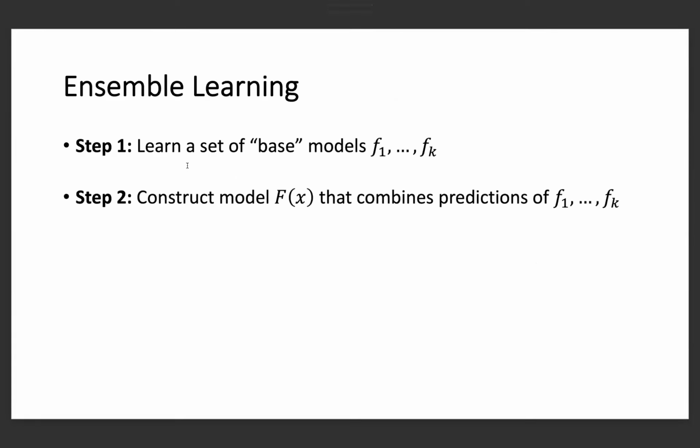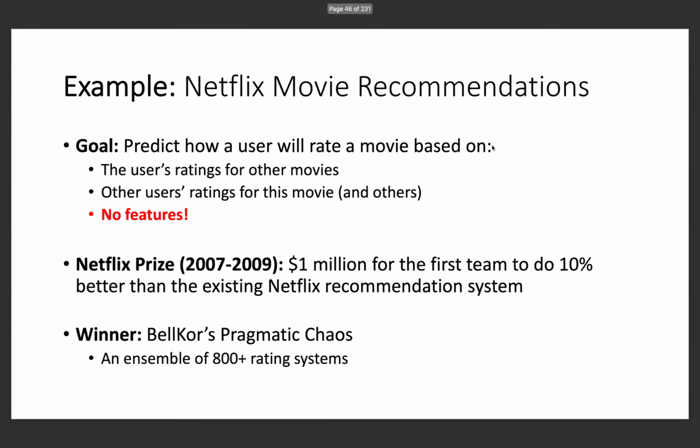Okay, and the basic idea is that you learn a bunch of base models, F1, up to Fk, and construct a strong classifier by some rules. And depending on the function of how you construct it, you get different types of these ensemble methods.